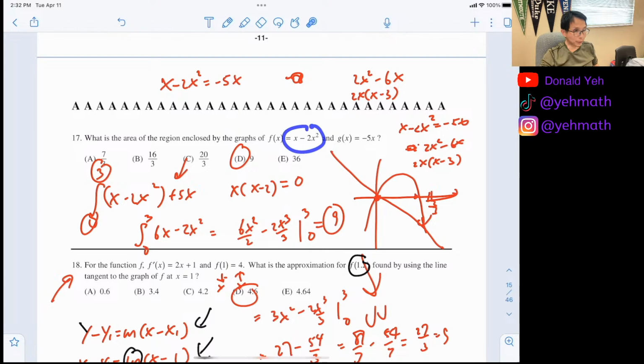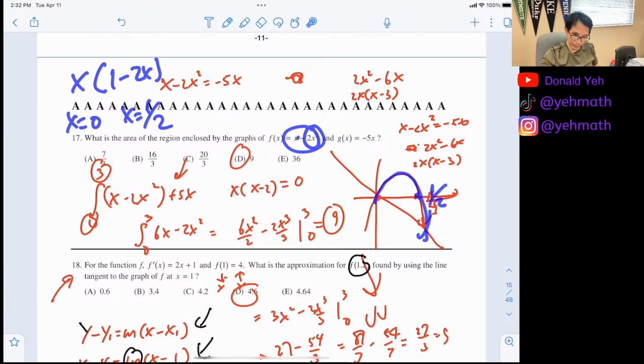A lot of people don't know how to graph this, and that's a simple algebra question. Just factor out the x, and then that's going to be x times 1 minus 2x. That means x equal to 0, x equal to 1/2. That's what the x-intercept is. So it's a parabola facing down because of the x squared. And 1/2 x is going to be a line like this, with negative slope.